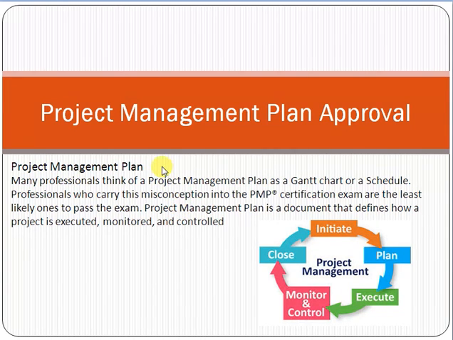Today we will discuss a topic: project management plan approval. Friend, this topic pertains to PMP, or project management. Normally this term or concept is frequently used in project management, and it is called project management plan approval. In this tutorial we will look deeply at what a project management plan approval basically is.